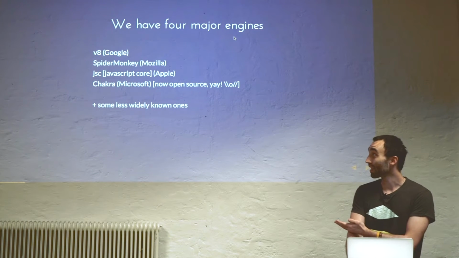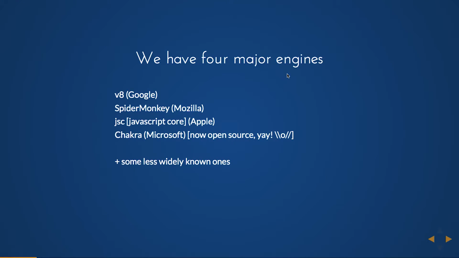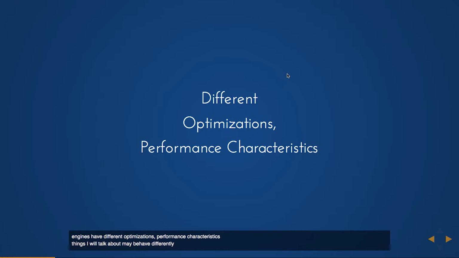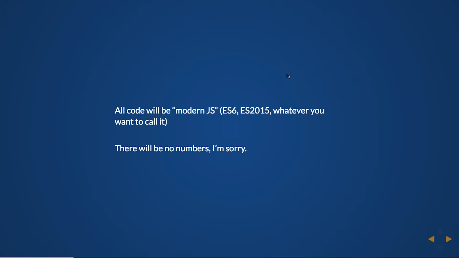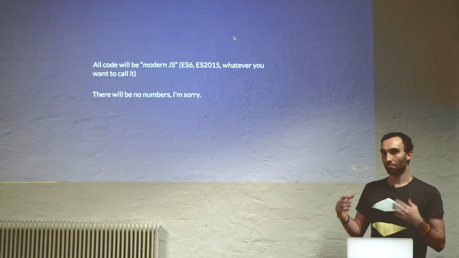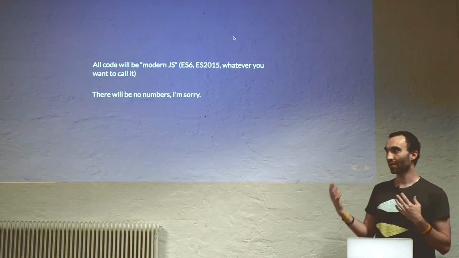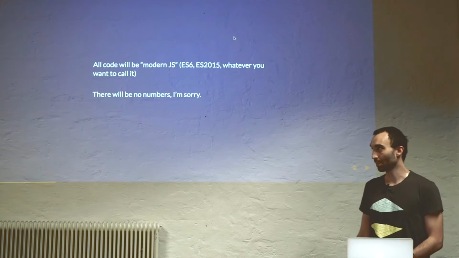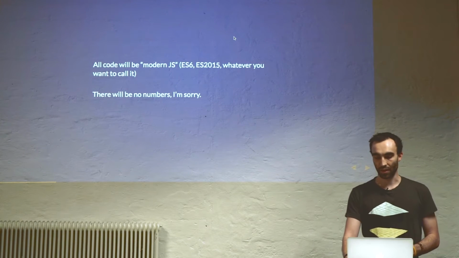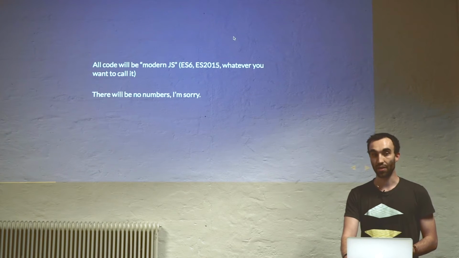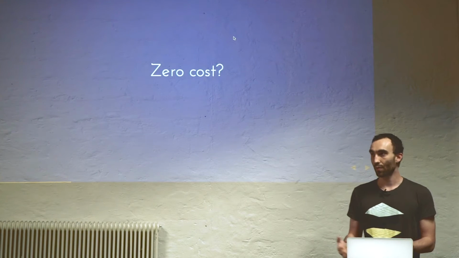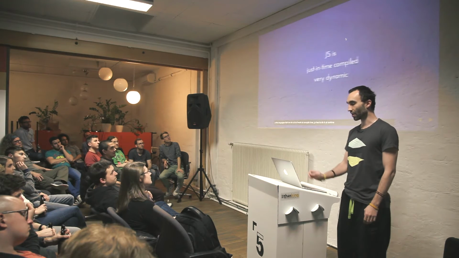And some more which are less widely known. But the point I'm trying to make here is that there's a wide variety of engines, and all have different optimizations and performance characteristics. I won't show you any numbers today, and all the code I'm showing is modern JavaScript. What I'm trying to do is get you into the mindset of what things you can look for when it comes to performance in JavaScript, and what common patterns are not so good for performance.